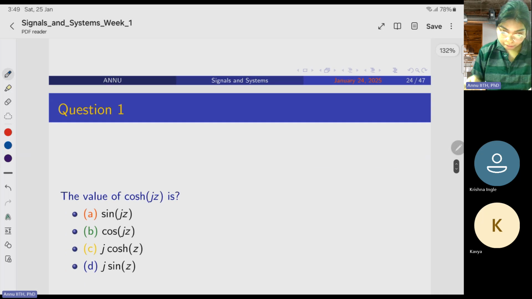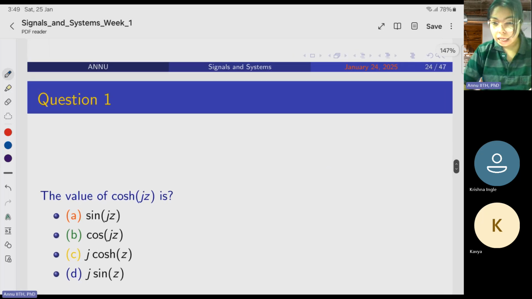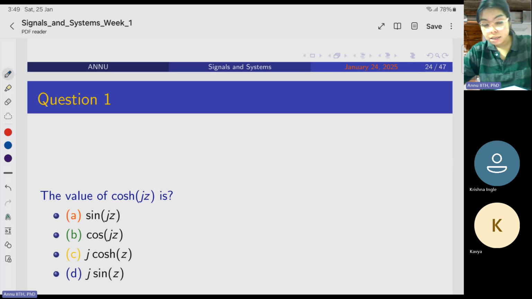Now, let us solve some problems. The first week was not heavily loaded; it was basic maths, RLC circuits and all. But I want to solve these previous year questions, so that even if something is easy, we do not ignore it, because if we ignore some trivial things now, we may have problems in the future. So let us start from question 1. What will the answer be? The value of cosh(jz) is what?